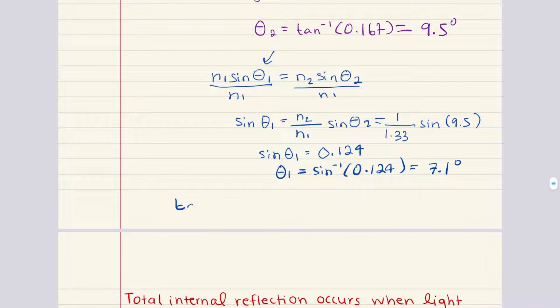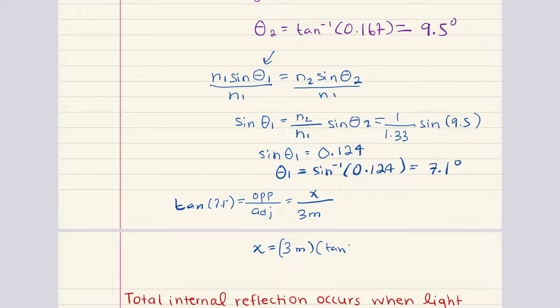Tangent theta 1 is going to be equal to opposite divided by adjacent. Opposite is x, that's what we're trying to solve. Adjacent is the depth of the pool, which is equal to 3 meters, and theta 1 we just calculated is equal to 7.1 degrees. Now all we have to do is rearrange this expression to solve for x. X is equal to 3 meters multiplied by tangent 7.1.